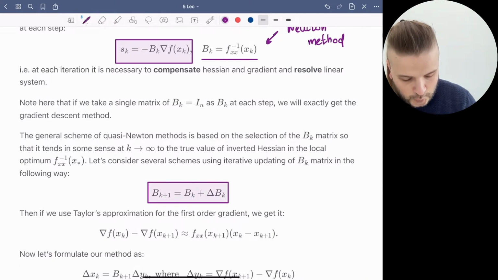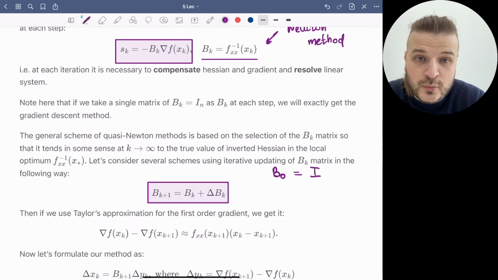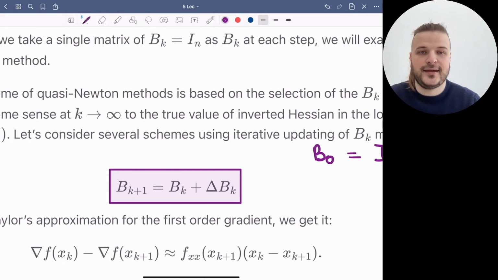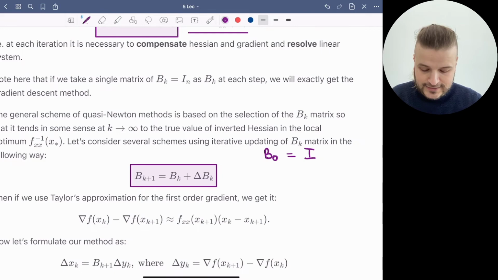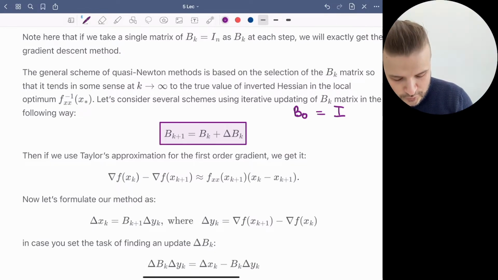For example, we can initialize B_0 as some invertible matrix, let's say I, the identity matrix, and then apply iterative modifications of the matrix itself in order to be close to the inverse Hessian. And which specific kind of closeness between B_k and the inverse Hessian we want is the following.